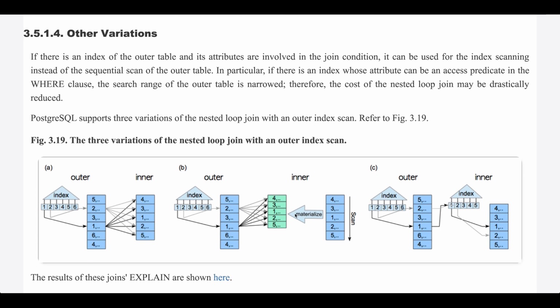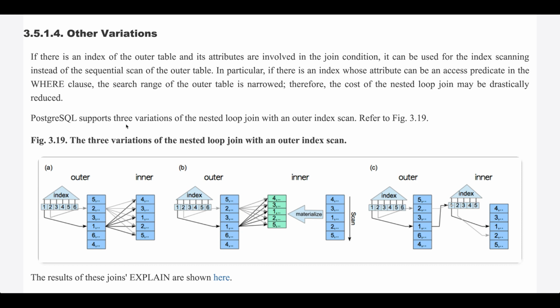3.5.1.4 Other variations. If there is an index of the outer table and its attributes are involved in the join condition, it can be used for the index scanning instead of the sequential scan of the outer table. In particular, if there is an index whose attribute can be an access predicate in the WHERE clause, the search range of the outer table is narrowed. Therefore, the cost of the nested loop join may be drastically reduced.